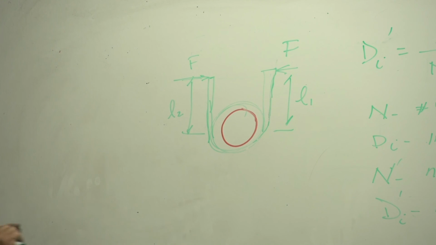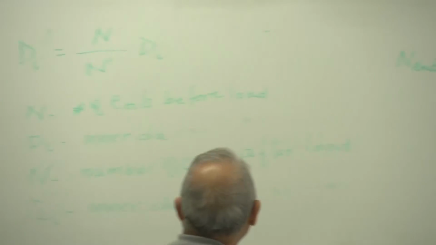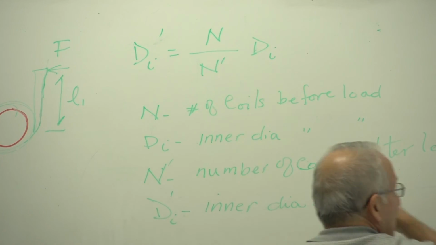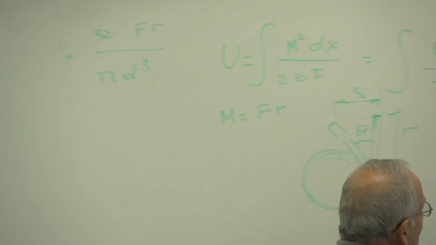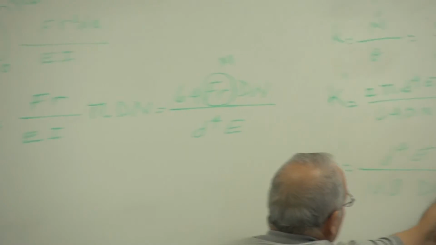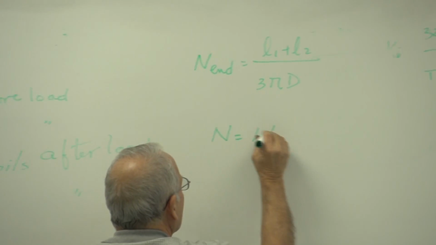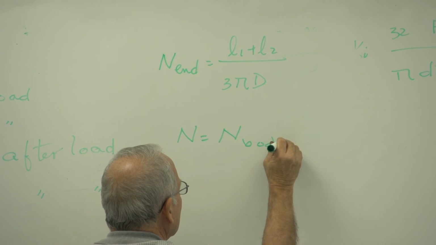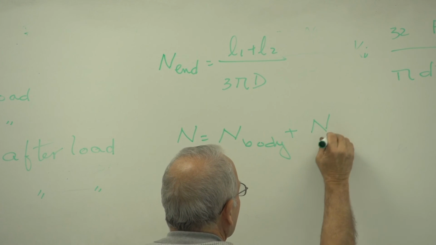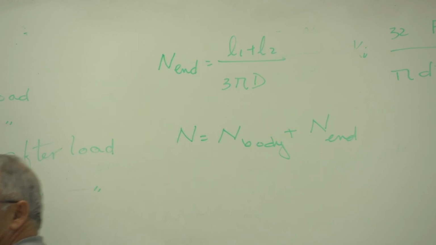Therefore, the magnitude of n in this equation, in all of these equations, is equal to n body plus n end. And now you can use these equations and find all of the values.